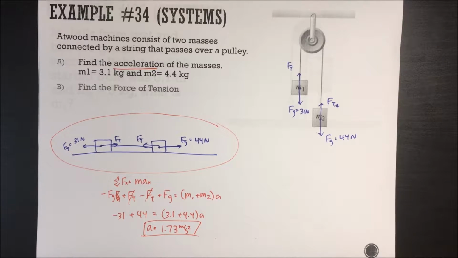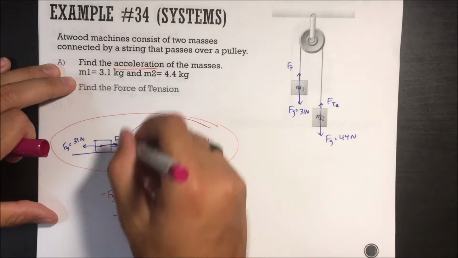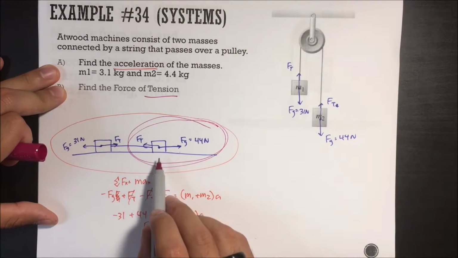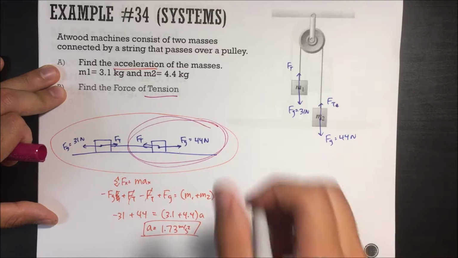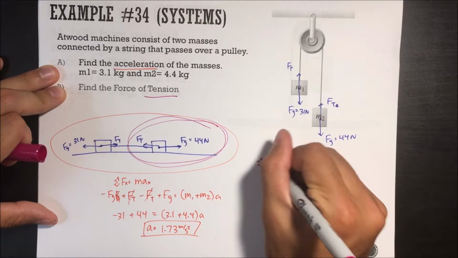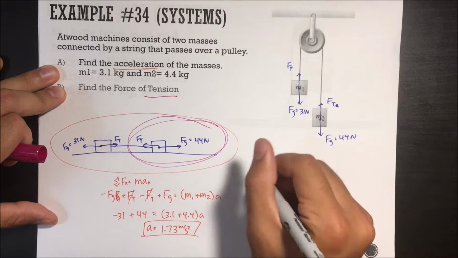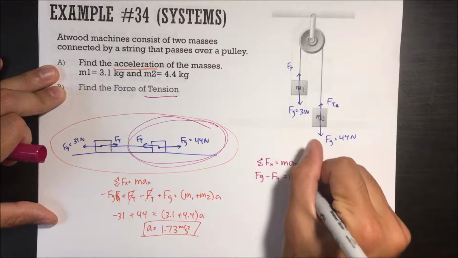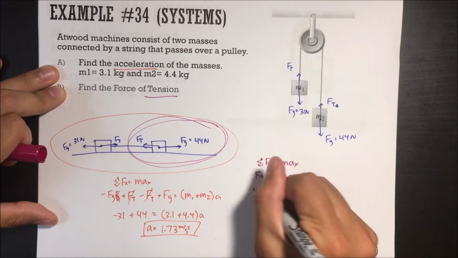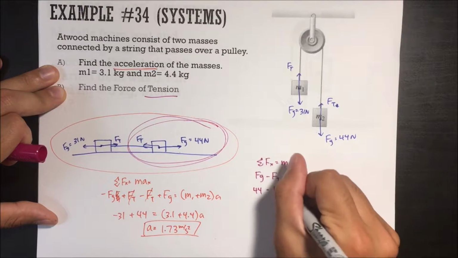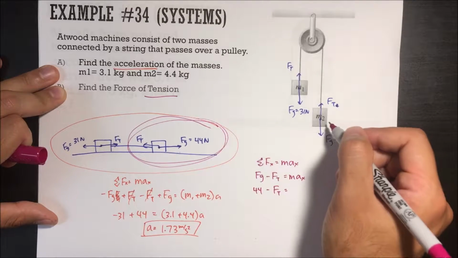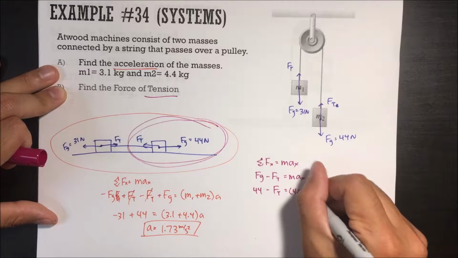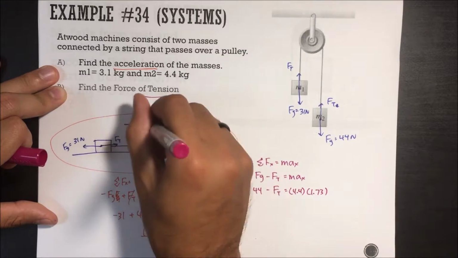Now that we found the acceleration, what we're going to do is we're going to use one part of this to find the force of tension. Again, remember tension, you're going to be just isolating one of the masses. So sum of all forces in the x equals mass times acceleration x. In this case, we have force of gravity minus force of tension equals mass times acceleration x. Force of gravity is 44. Force of tension, we don't know, we're looking for that. The mass of this one here is 4.4. And the acceleration is 1.73. We know it's accelerating this way.